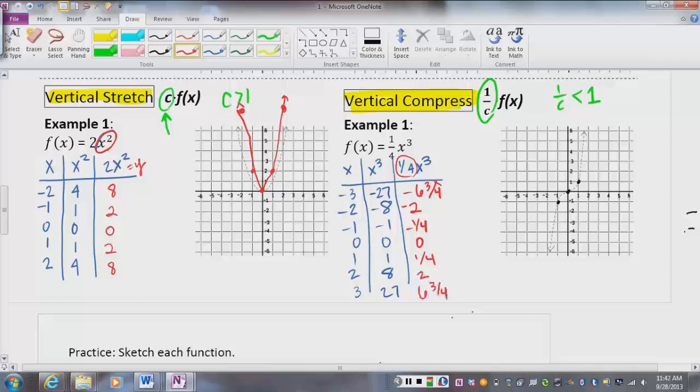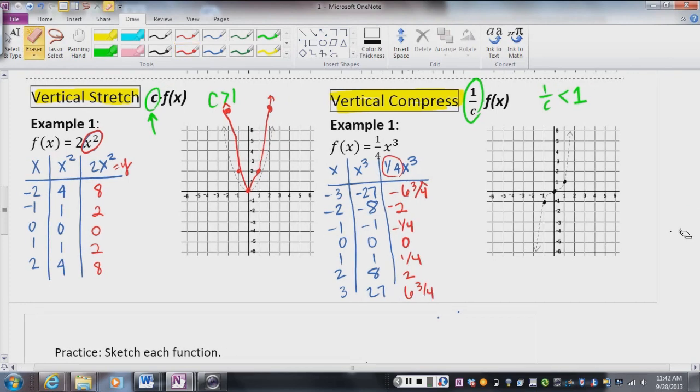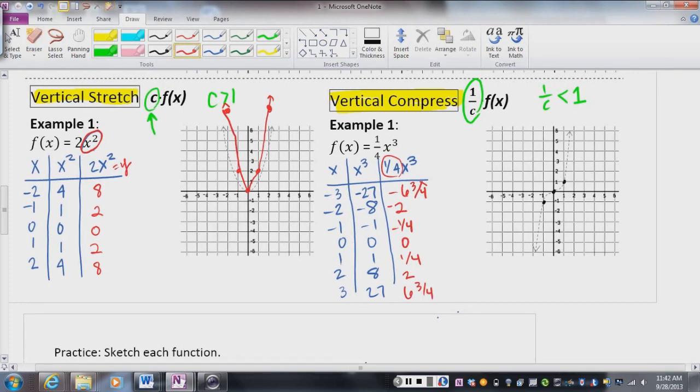Let's plot our points and compare it to our parent function. -3, I am down to 6 3/4, which is going to be right about there. -2, -2. -1, -1/4. 0, 1/4, 2, 2, and 6 3/4. Now let's connect these with a smooth line.